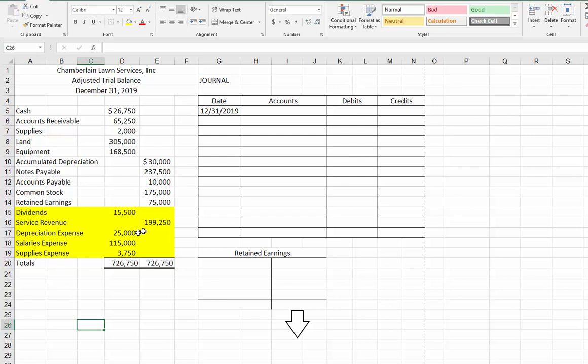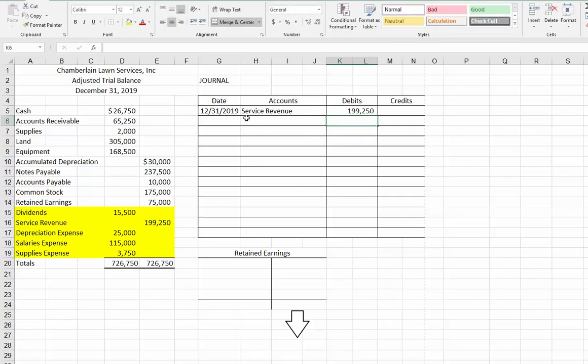So remember, our goal is we want these accounts to have a zero balance. All right, so we're going to close our revenue first. Now, if revenue has a balance of $199,250 as a credit and we want to make it zero, we have to debit it. So here we're going to debit service revenue for the whole balance of the account.